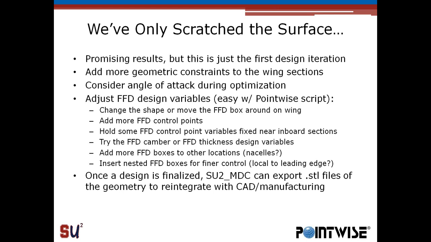And lastly, we can make a lot of changes to how we set up the design variables. This is made even easier now with the new Pointwise script that Travis showed. For instance, we might want to change the box shape, move the box around, add more control points, or hold some of them fixed near the inboard section. We may want to try a different type of variables. So rather than control points, we have camber and thickness design variables that you can try. Maybe insert more FFD control boxes like Travis showed, or even nested FFD boxes, so you can have finer control in local regions, maybe near the nacelles or near the leading edge of the wing. So a lot of things you can try in SU2.